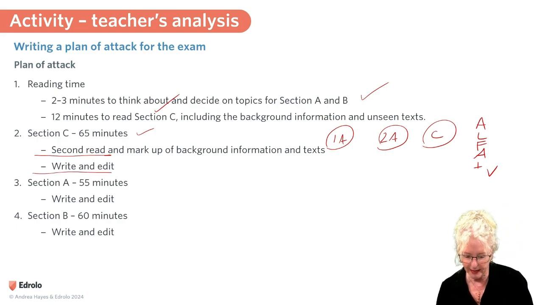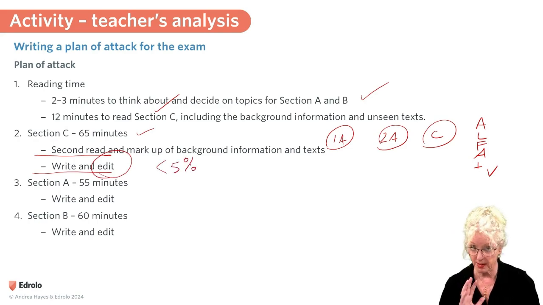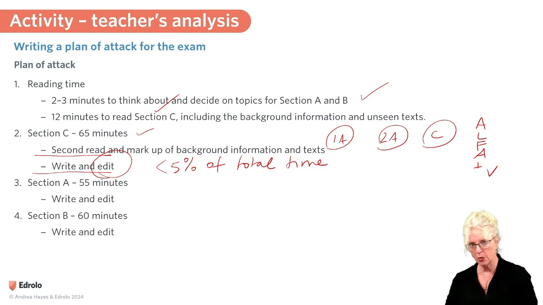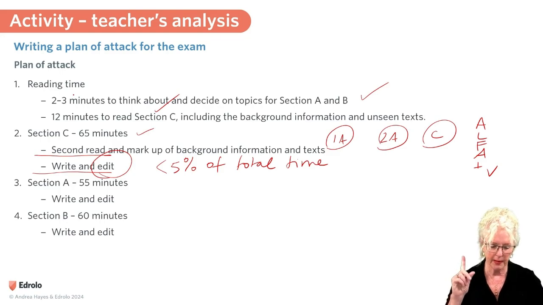And then to write and edit, remember, edit no more than 5% of total time is a good rough rule of thumb. Some students might say, look, I might do my editing later. I will write it and then I'll go to section A and section B and then I'll come back and do the big edit. It's up to you. So here we have reading time, 2 to 3 minutes. Think about, decide the topics. 12 minutes to read section C, background info and unseen texts. Section C, do first. A second quick read might be all of it, might be not all of it. Mark up information and texts. Write and edit if you have time.